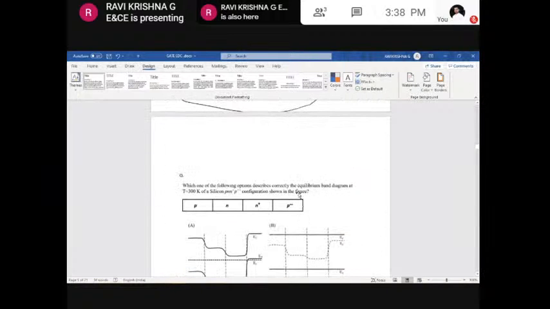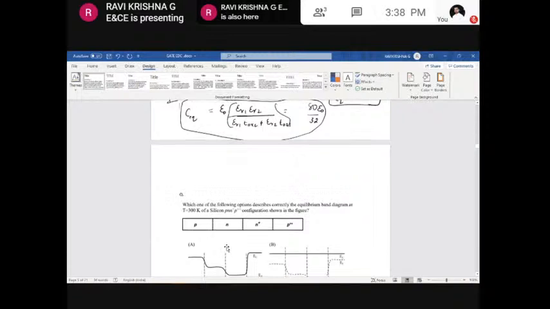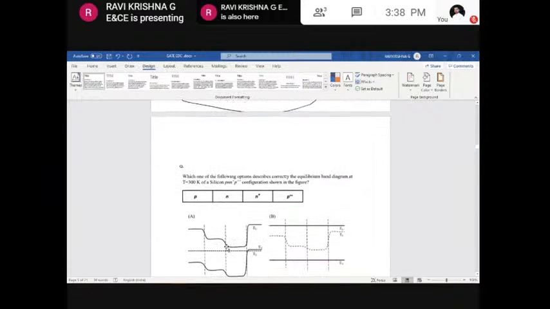Okay, now let's move on to the next question. This is again based on the PN junction, or in general some device, because any electronic device is basically made up of PN junctions. So we can consider this under the PN junction heading. See here for this particular question: which one of the following options describes correctly the equilibrium band diagram at 300 Kelvin of a silicon N plus P double plus configuration?